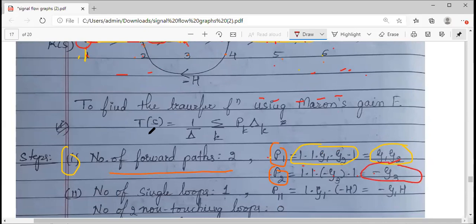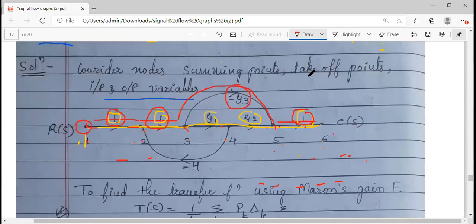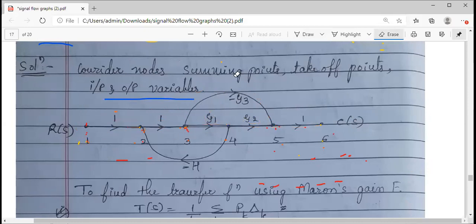Second step has 3 sub-steps. One is identifying the number of single loops, individual loops. Now tell me how many individual loops are there here? Just by looking at the figure, something is visible here. Okay, so whether 2 single loops are available, check the directions.